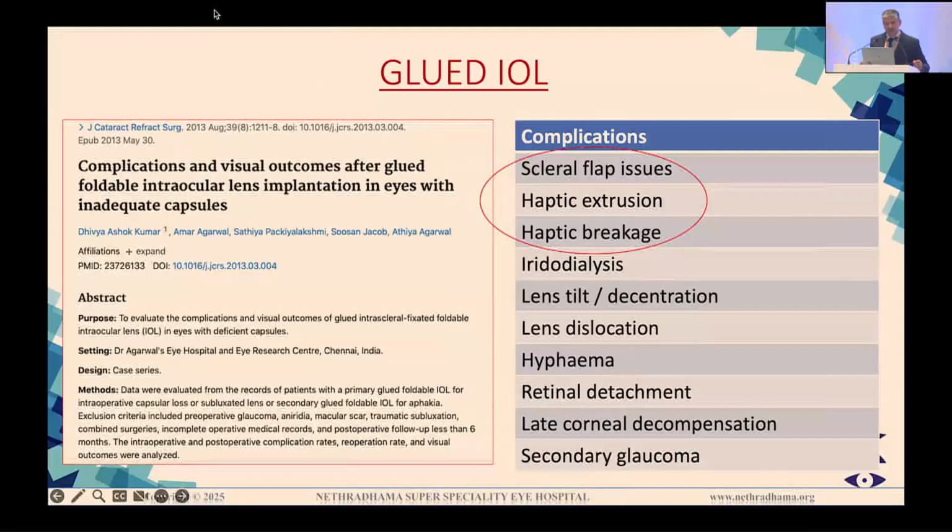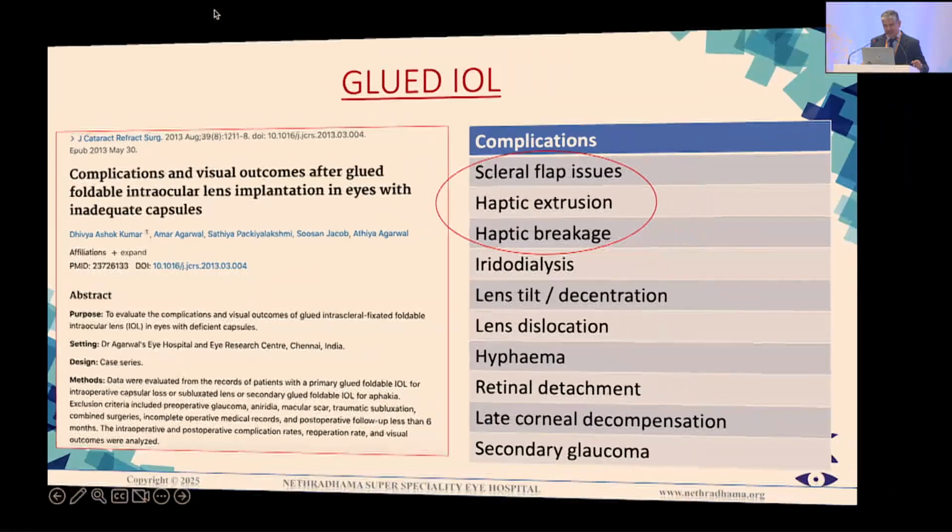Professor Amar Agarwal introduced the glued IOL technique, and it has become quite popular, where you make scleral flaps, but again you need some amount of surgical expertise, and then the handshake technique. You can have some complications like scleral flap issues or haptic extrusion or haptic breakage.